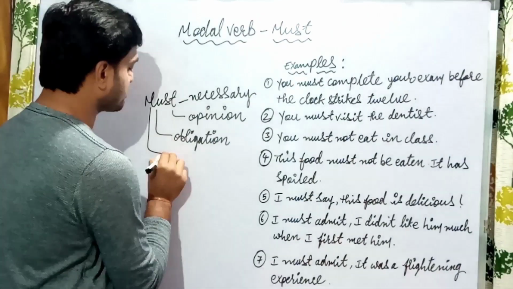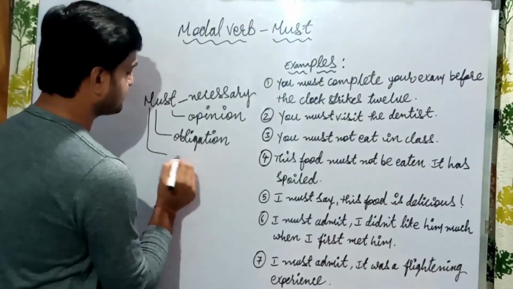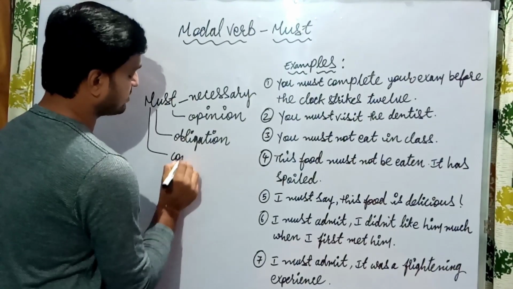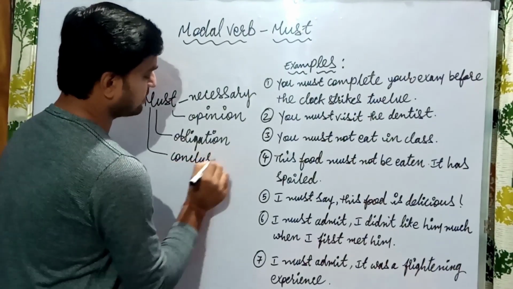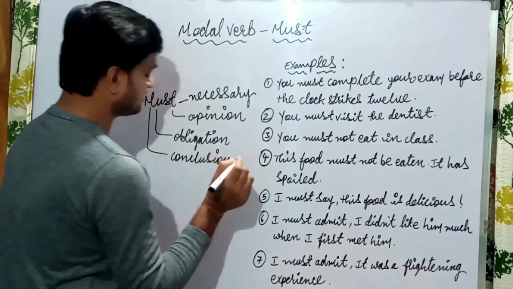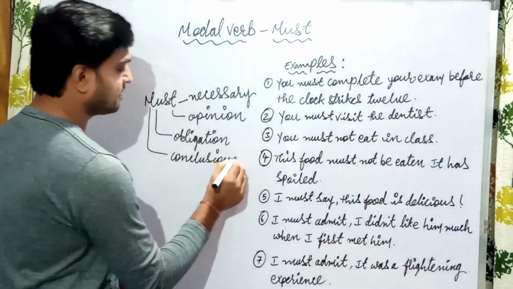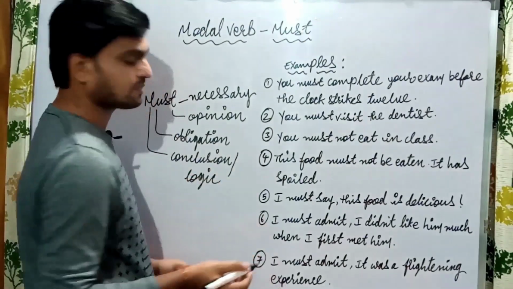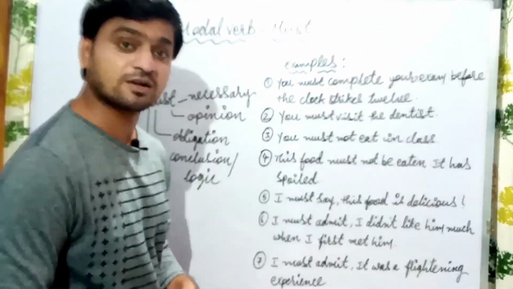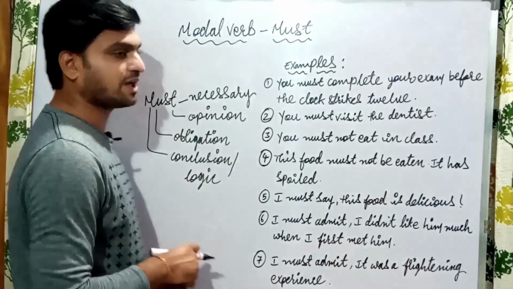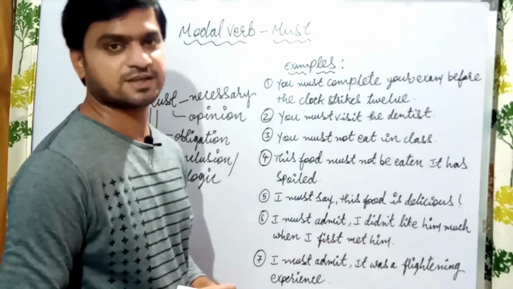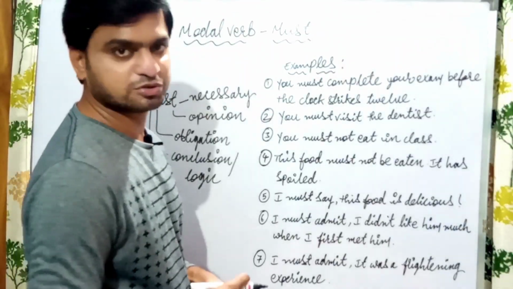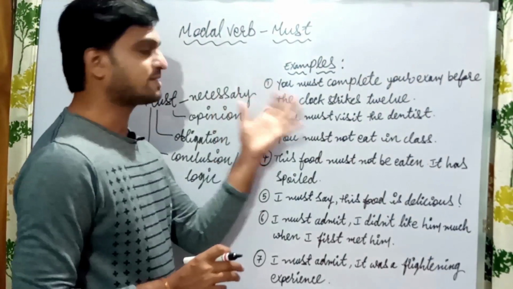And must is also used as a conclusion, or we can say logic. Together we call it logical conclusion. So these are the four types of must and their usage. One by one we will go through them with examples.